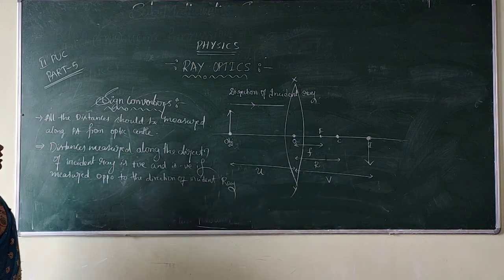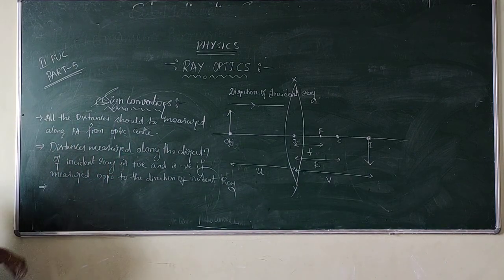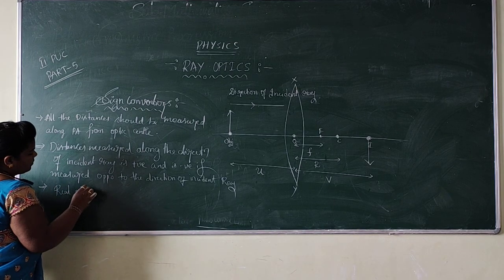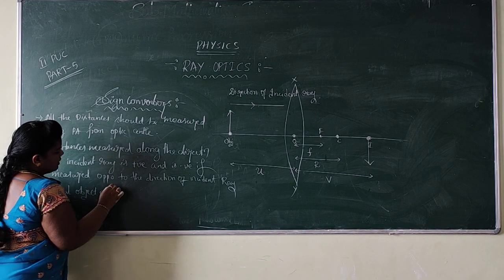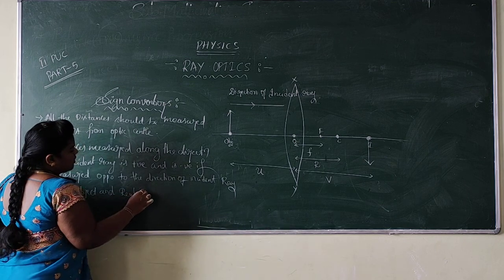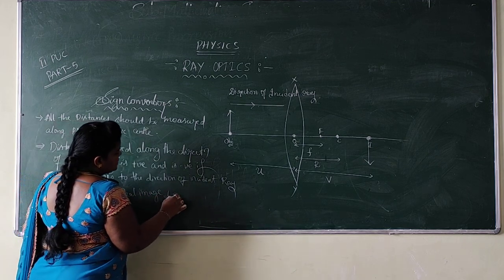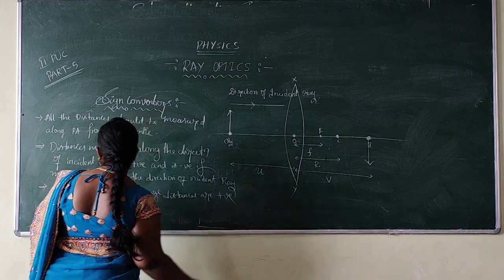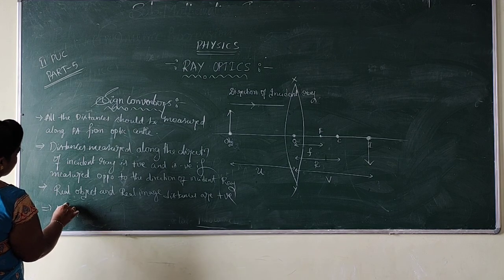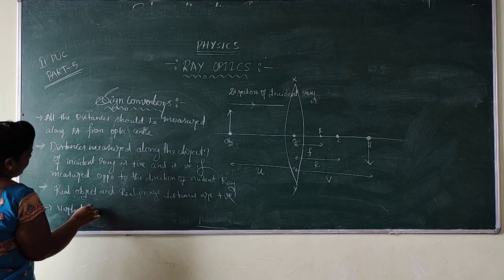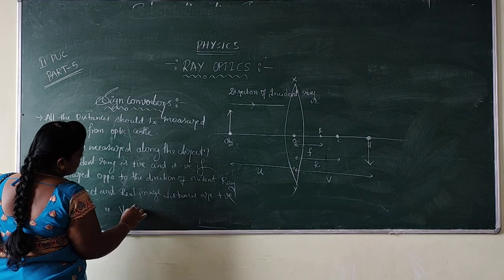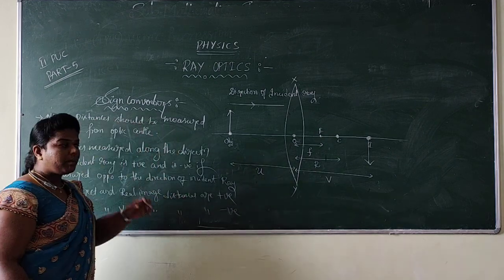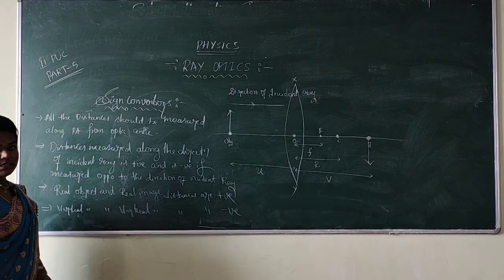Yes, right. The next one, dear students, is that real object and real image distances are positive, and similarly the virtual object and virtual image distances are taken as negative. Keep in your mind what a real object and real image are. I will just show you.